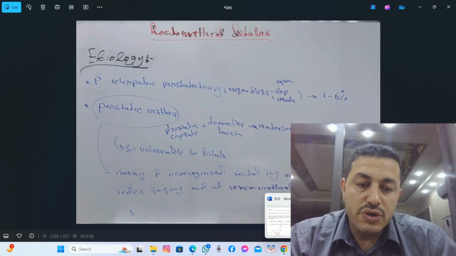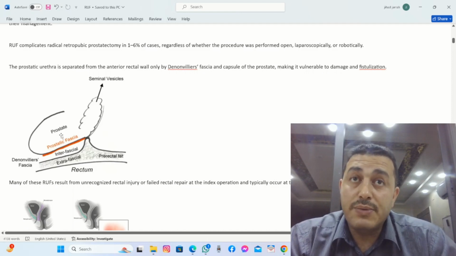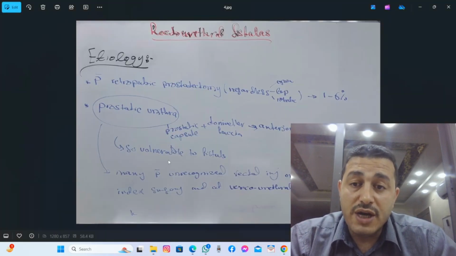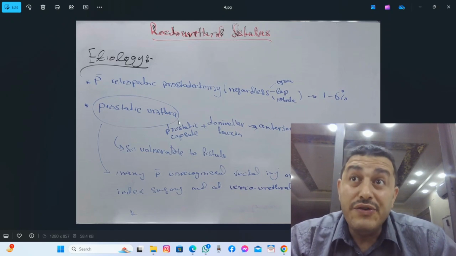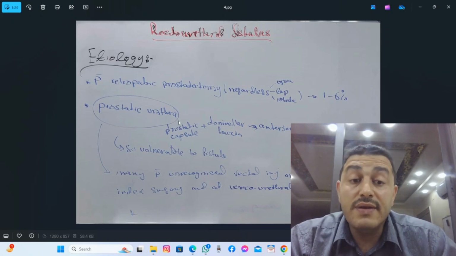To imagine what we are talking about, this is the prostate. We know that through it comes the prostatic urethra, and between the anterior wall of the rectum and the prostate, we only have the Denonvilliers fascia. So actually nothing else exists, so it's vulnerable for fistula. Of course, many of the rectal injuries during prostatectomy are unrecognized during the index surgery or fail to repair.